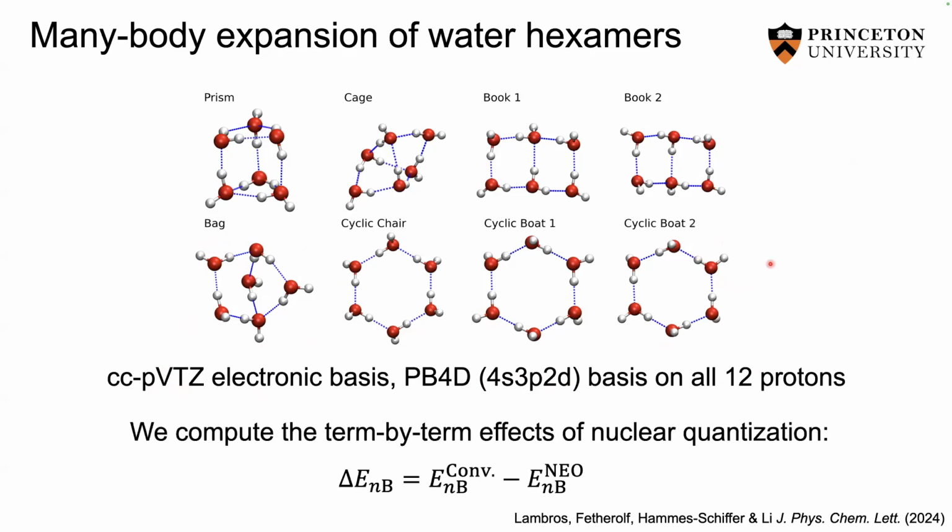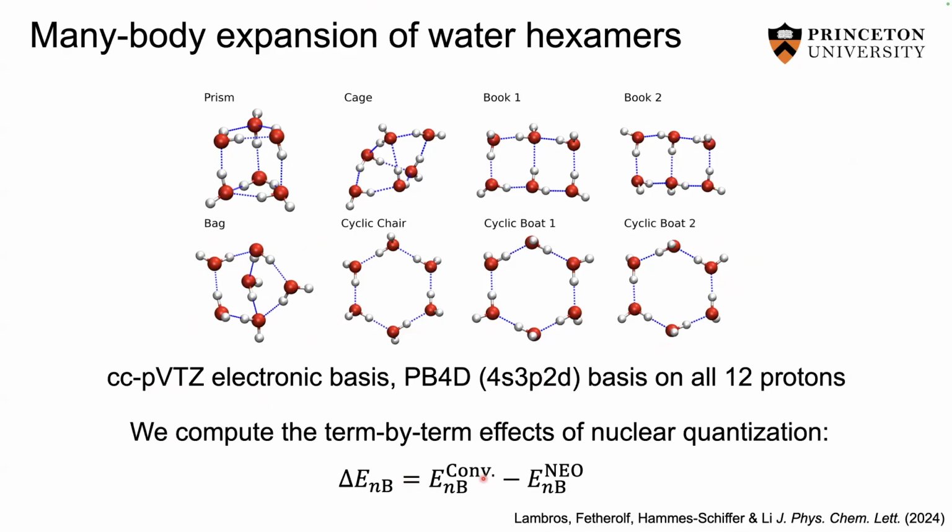And what we looked at in this study is if we look at the interaction terms, so like the pairwise interactions, the 3-body interactions, the 4-body interactions, and do a many-body expansion of these hexamers, how important are the nuclear quantum effects for each of those terms?